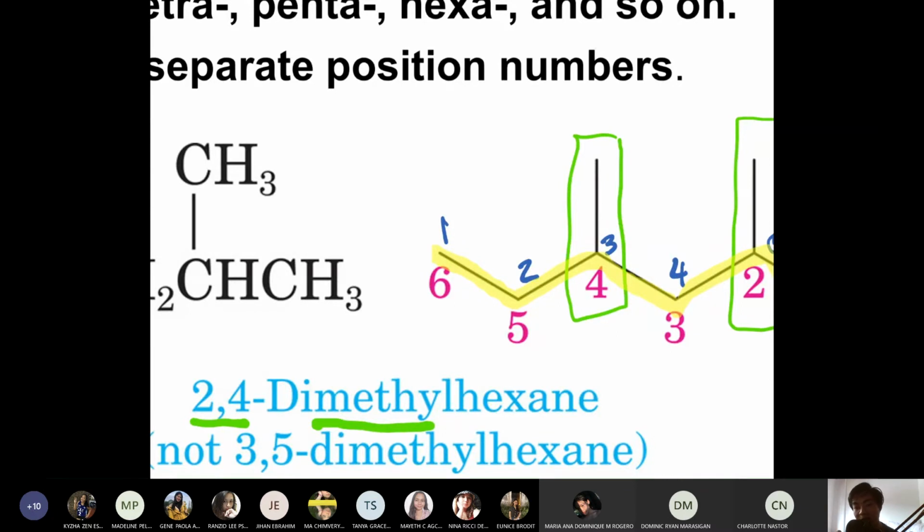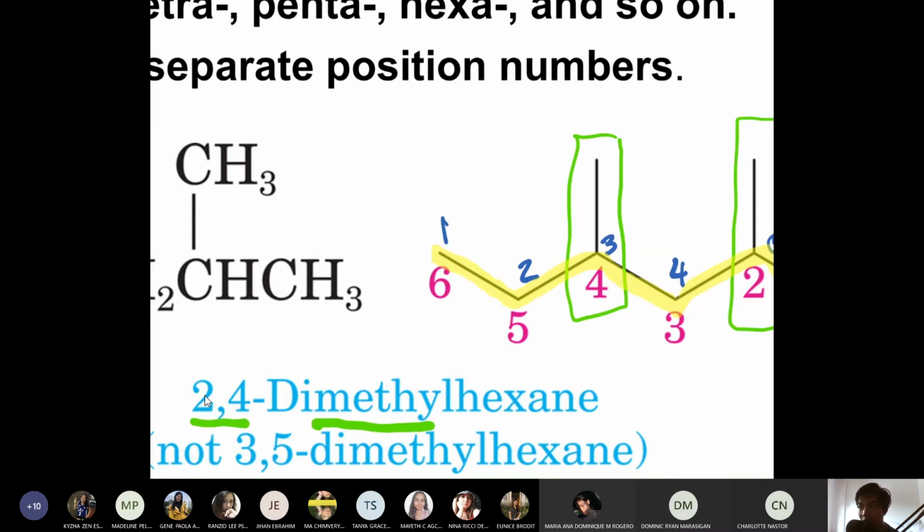Pero, since dalawa yung methyl mo, kailangan gamitan mo yan ng prefix na di. So Greek prefix lang to. Pag dalawa, di. Pag tatlo, tri. Pag apat, tetra. Pag lima, penta, etc. So, since may dalawa kang methyl, bibigyan mo yan ng pangalan na dimethyl. Ano yung address niya? 2, 4, not 3, 5. Kasi ito yung lowest combination instead of this one. So, that's 2, 4 dash dimethylhexane.